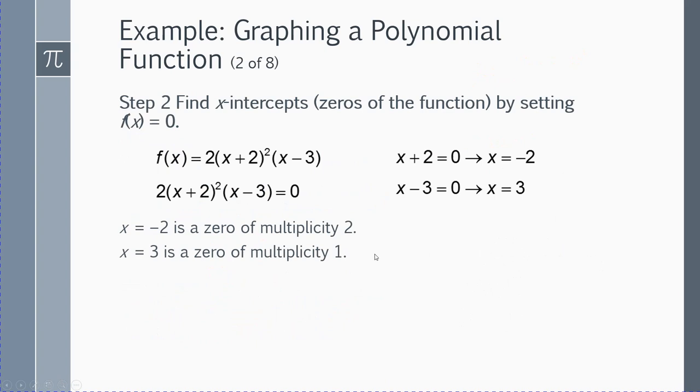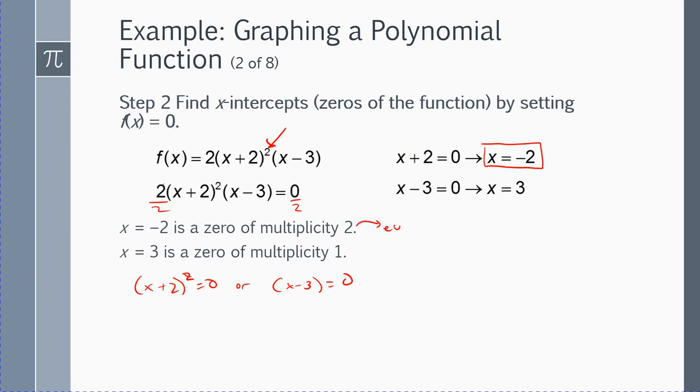The next thing you're going to do is find the x-intercepts. Okay? All right, so you're going to set this equal to 0 and solve. So when you set this function equal to 0 and solve, the 2 doesn't matter. You divide by 2 and it goes away. All right, so you're going to take this right here and set it equal to 0, or you're going to take this. So over here you have x plus 2 is equal to 0, so one x-intercept is x is equal to negative 2. But look, it had this squared, so it had multiplicity 2.